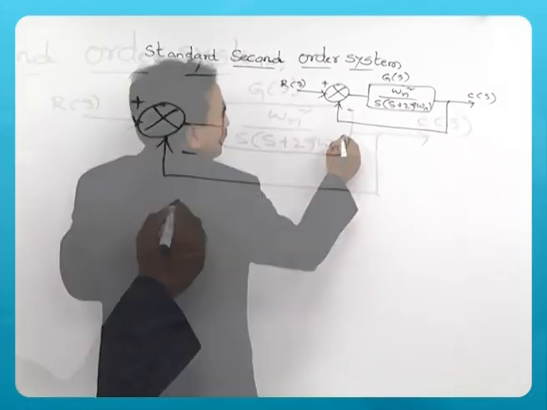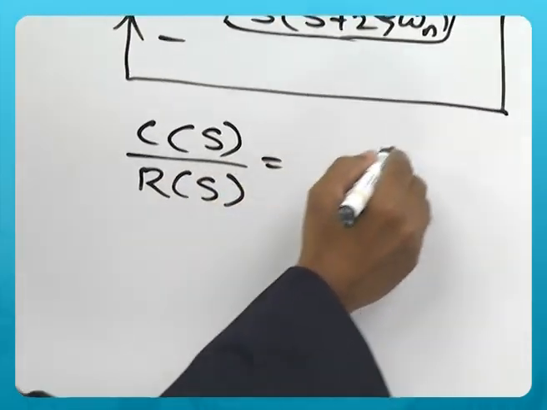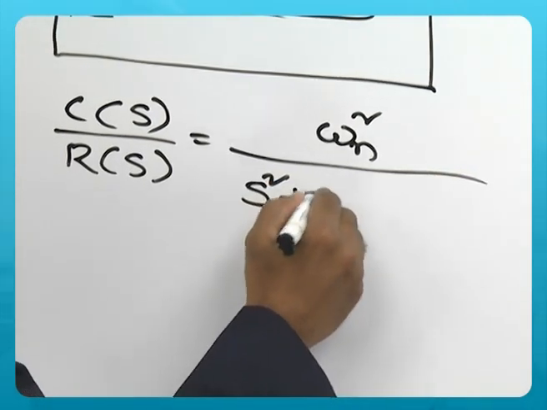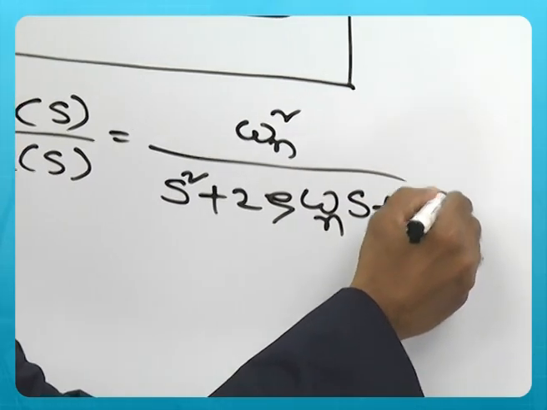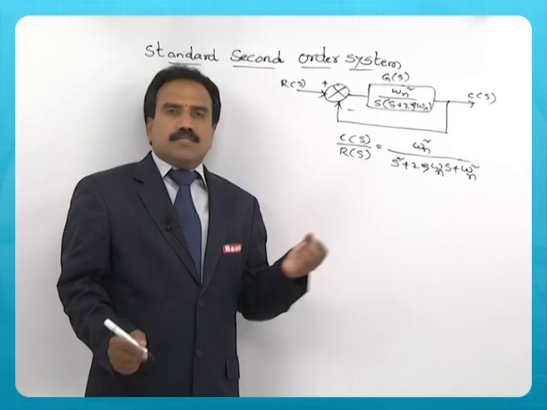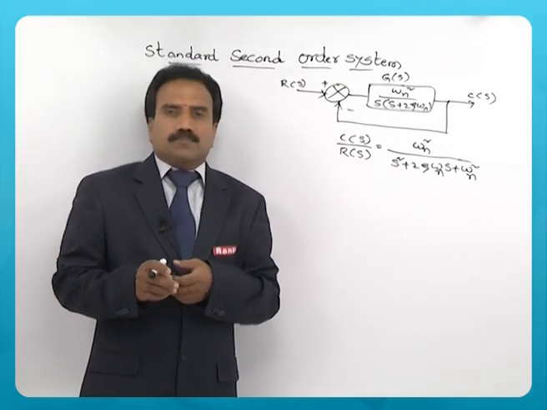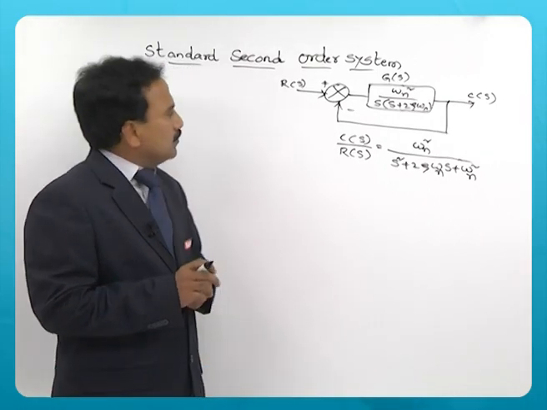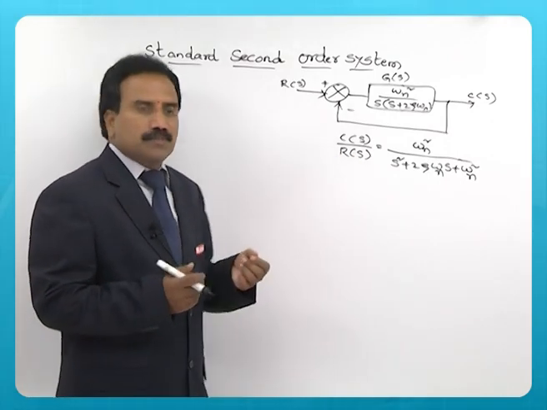Then the transfer function is given by omega n square by s square plus 2 zeta omega n s plus omega n square. This is the standard second order system transfer function, and this can be applied to any system. It may be an electrical system, mechanical system or thermal system. So there are two parameters that are involved in this transfer function.